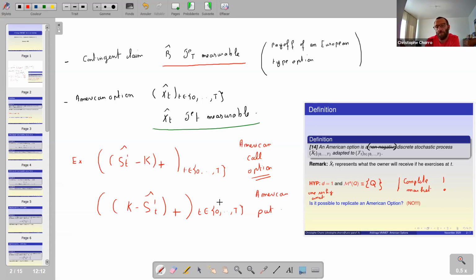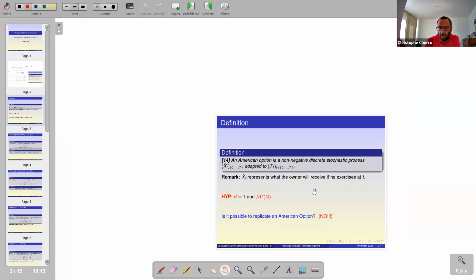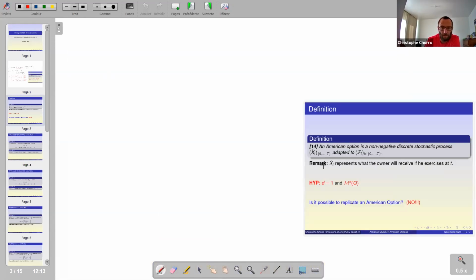The first question I want to answer is: is it possible to replicate an American option? In the case of contingent claims, I remind you that here I have a single element, so my market is complete.